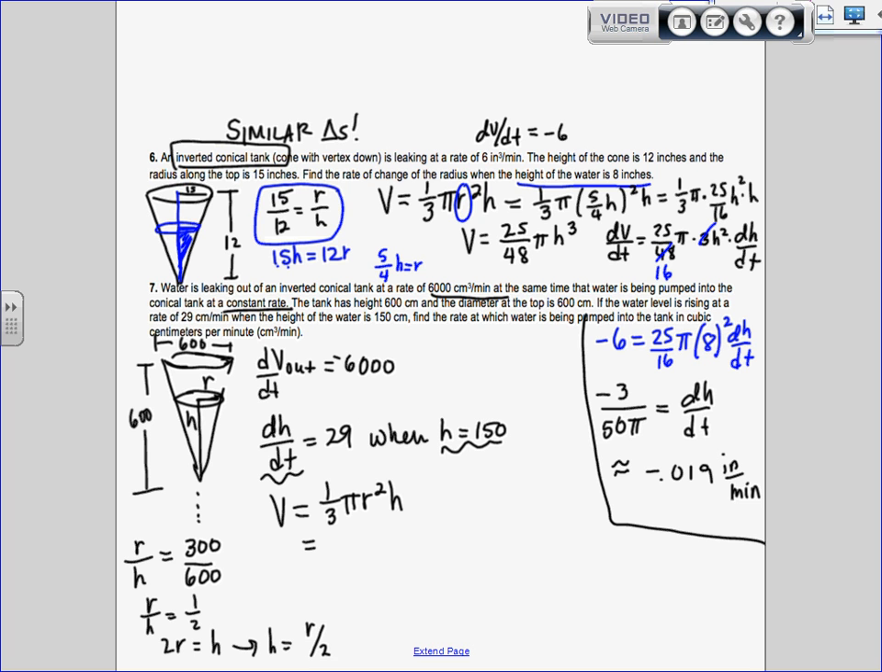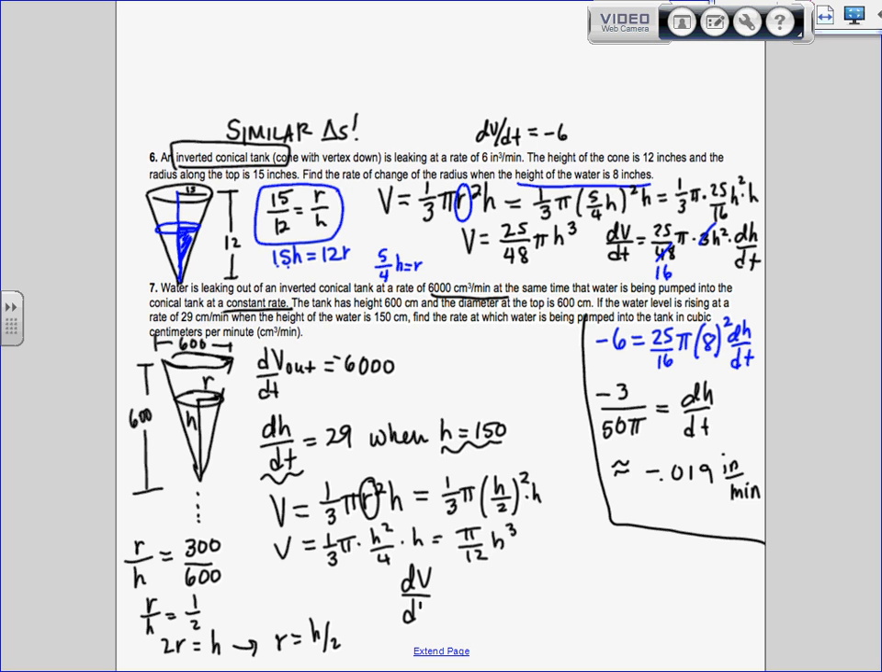I need to replace, not h, r is equal to h over 2. I need to replace this r here with h over 2. I need everything in terms of h if possible. So I have 1/3 pi times h over 2 squared times h. So I have 1/3 pi times h squared over 4 times h. So I get pi over 12 is my constant out front. And then I have h cubed. Much easier, right? I don't have to do product rule. It's not going to be really messy.